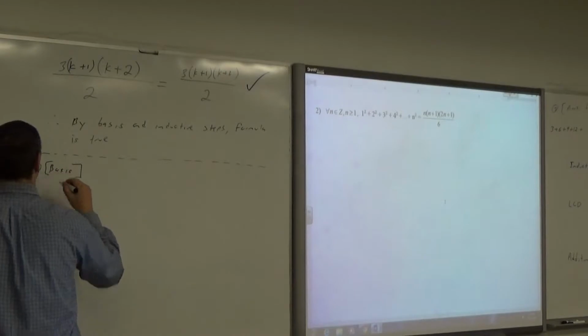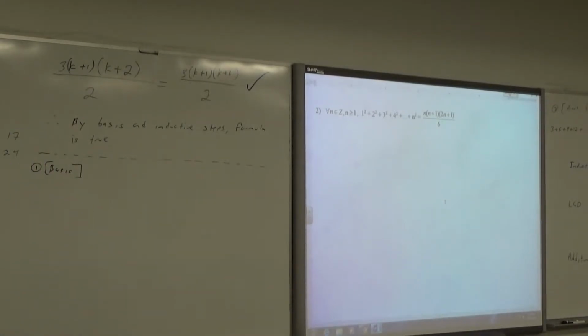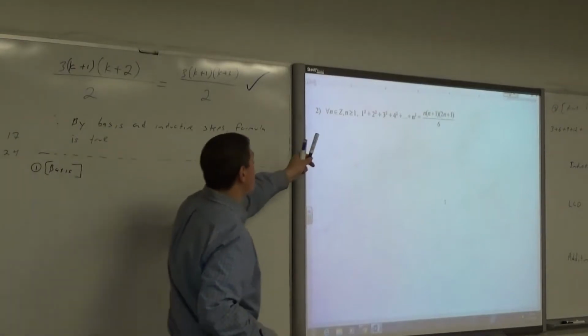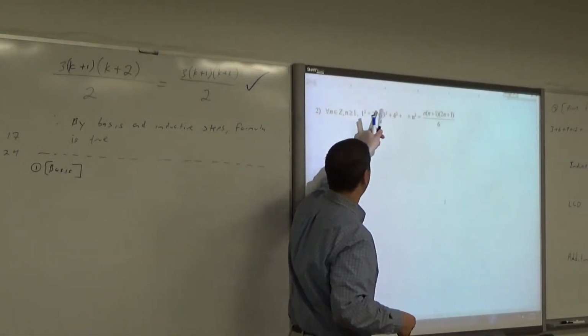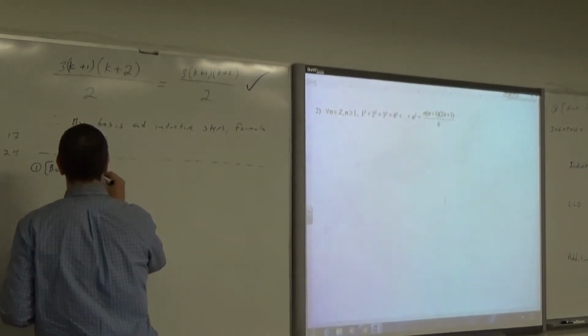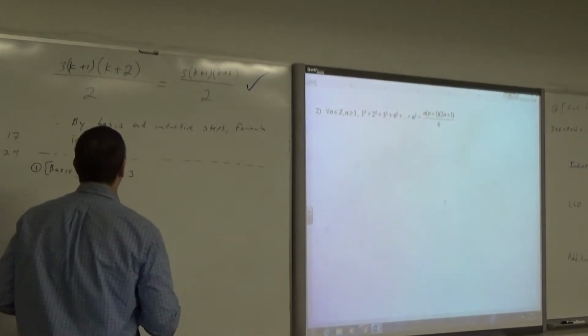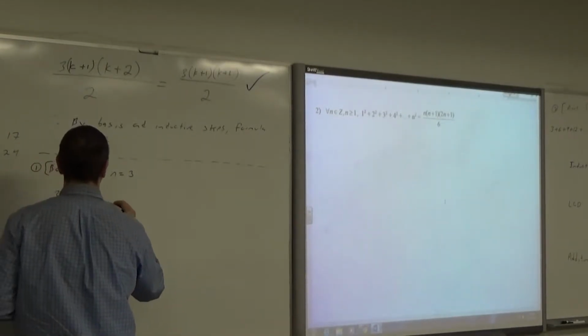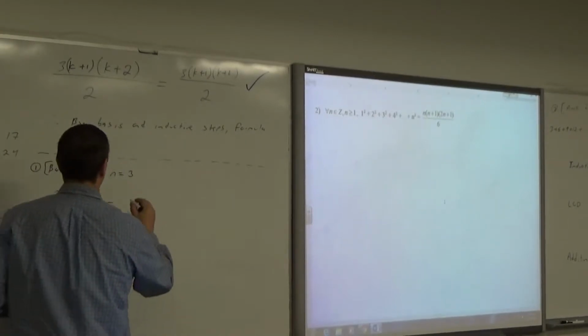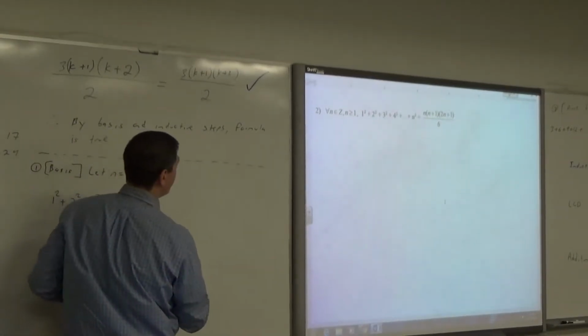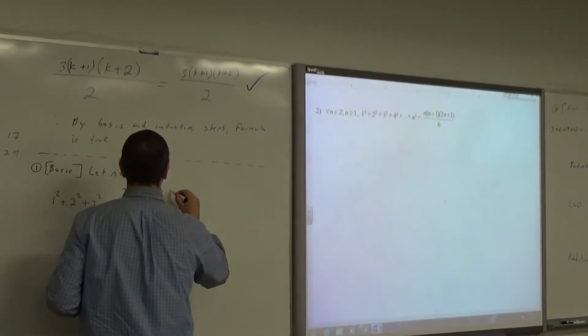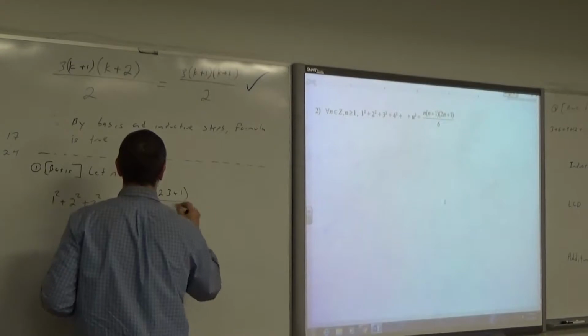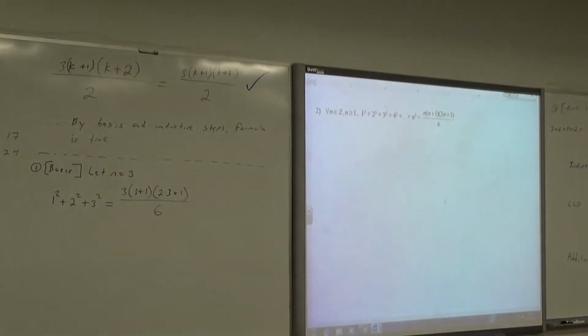We need a basis step. Okay. Let's just use n equals 3, just because. And from now on, we'll just go ahead and use the first element in the domain, or after this case, okay? So our lowest element in the domain could be 1. Let's just do 1, 2, and 3. So let's let n equal 3. This means that 1 squared plus 2 squared plus 3 squared should be equal to 3 times (3 plus 1) times (2 times 3 plus 1), all divided by 6. Well, let's hope that's true.